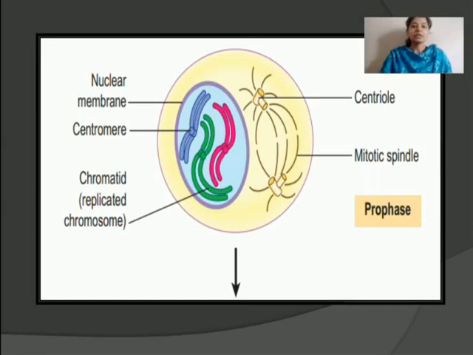What happens? The nuclear envelope starts disappearing. You can see the formation of the mitotic spindle, which helps in the separation of the centrioles to two opposite poles. The centromere is the area where the chromosomes are joined together at the center, and chromatids are basically the replicated chromosomes. They join together with the help of the centromere.